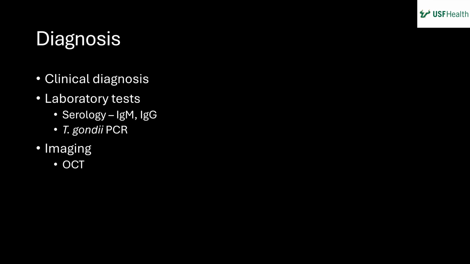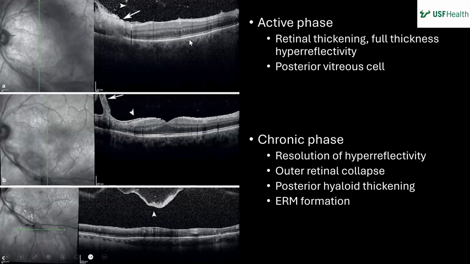I have some descriptive illustrations here. For an active lesion, you will see thickening of the retina with full thickness hyperreflectivity. You can see it extends all the way down to the RPE, and there is some posterior vitreous cell along the top. In the chronic phase, you will see resolution of that hyperreflective area and some atrophy, and here you see some posterior hyaloid thickening as well as the inflammation with the chronic inflammation. This just demonstrates the PVD with the thickened posterior hyaloid base.